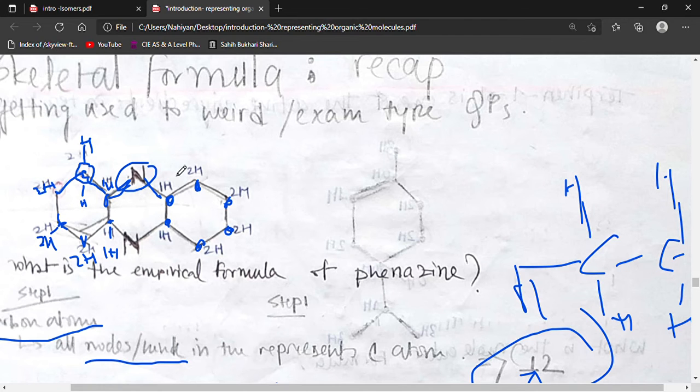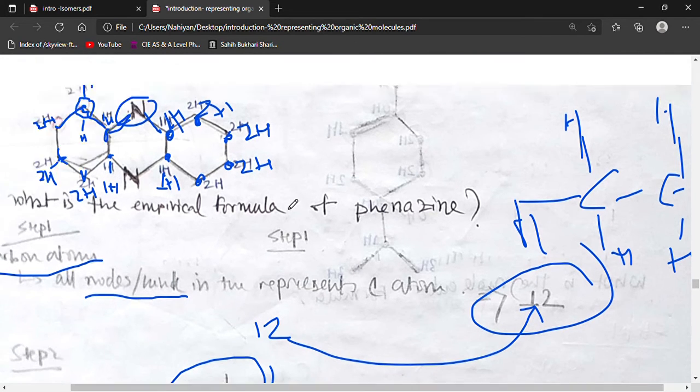These are nitrogen, so we don't count them. Moving on to the other corners, this one has one, two, three other bonds, so it can have one bond with hydrogen to make four bonds. Similarly, this has three other bonds, so it can have one bond only to make four complete bonds. So one hydrogen. This has two other bonds, so it can have two hydrogens. This can have two hydrogens. This can have two hydrogens.